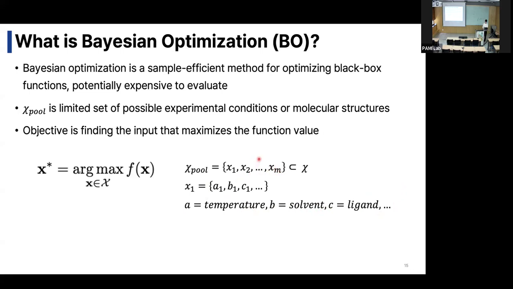However, testing all of these combinations through actual chemical experiments would be extremely costly and time-consuming. That's why Bayesian optimization becomes a powerful strategy. BO helps us identify the experimental condition most likely to yield the best outcome without having to test every single possible input.